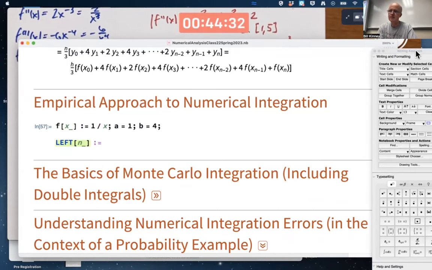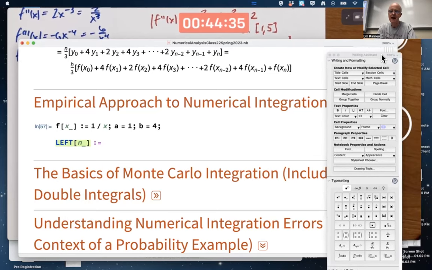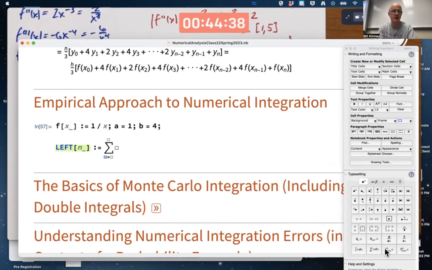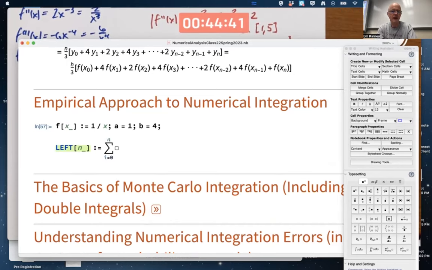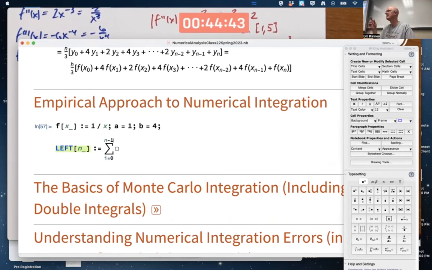The left-hand rule can be programmed into Mathematica. If you use the palette with a nice summation here, I can click the summation button. Let i go from 0 to n minus 1, indicating I'm going to start with node 0, then node 1, then node 2, up through node n minus 1. f of x_i times delta x, meaning times h. What is x_i? It's a plus i times h. What is h? h is b minus a over n. Said that very quickly. You understand what's going on here? Make sure you think about it.